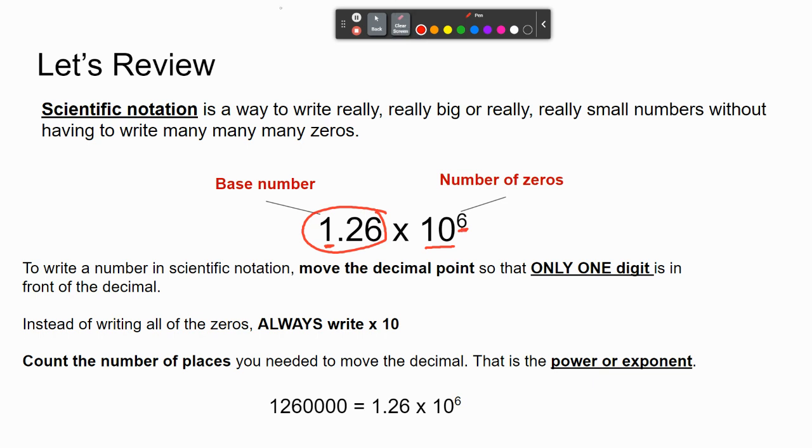So to take a really big number like 1,260,000, for example, and write it in scientific notation, we take that imaginary decimal point and we're going to move it so that there's just one digit in front of it. Okay, and I'm going to count the places as I move it. So I'm going to count 1, 2, 3, 4, 5, 6. So I've moved it so that it's 1.26. I only have one number in front of my decimal. I always am going to write it times 10 every single time. And then the exponent is a 6 because I had to move that decimal 6 places to get it there.